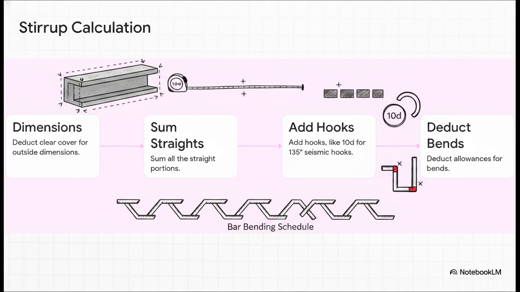Next, add your seismic hooks, which are typically 10 times the diameter for safety. And finally, deduct those bends. For a standard rectangular stirrup, you're looking at deducting 3 90-degree bends and 2 135-degree bends. Easy.